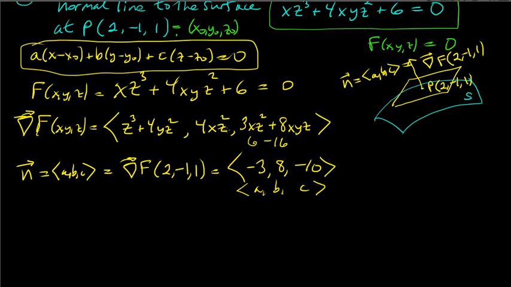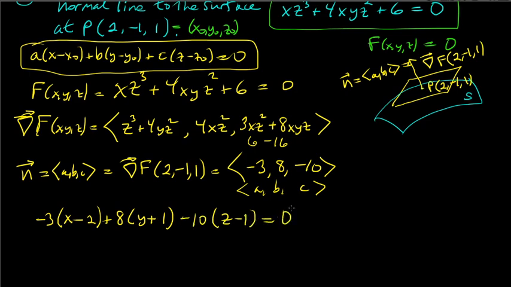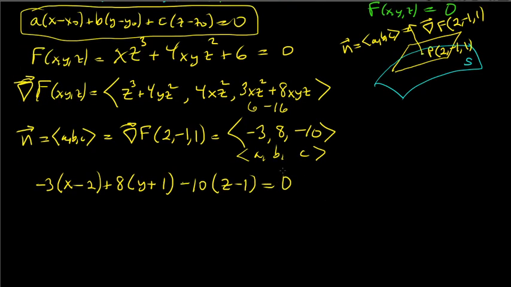So we get -3 times x minus x0, which is 2, plus b, which is 8, times y minus y0. Y0 is -1, so y minus -1 is y plus 1. And then c, which is -10, times z minus z0, so just z minus 1. So that equals 0. And there you go. There's the equation of the tangent plane.